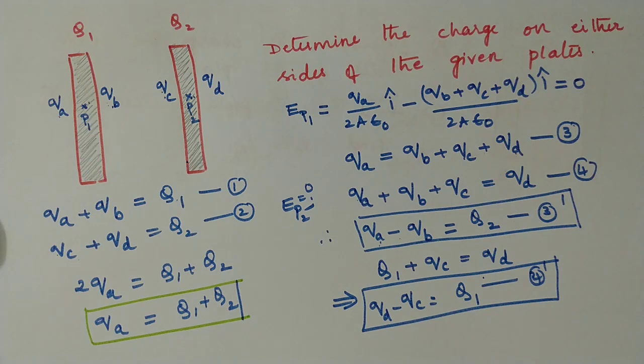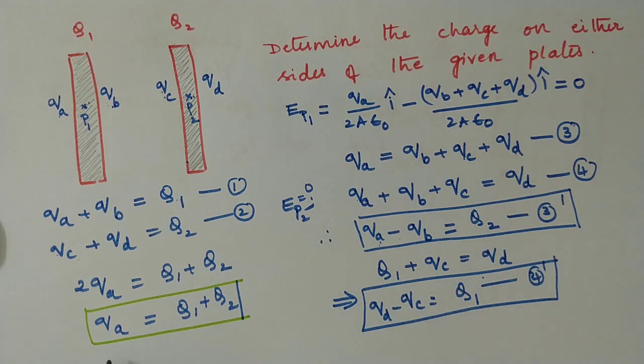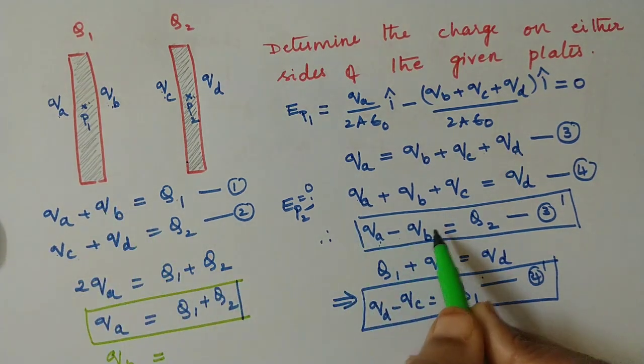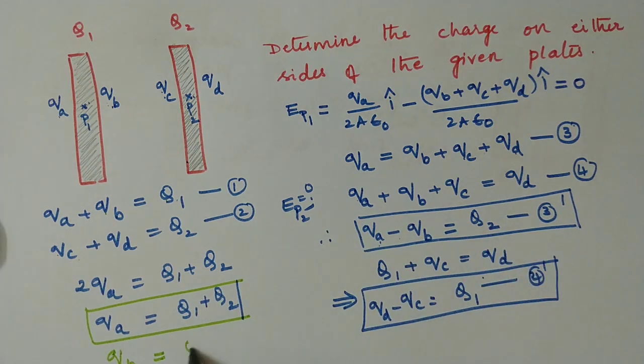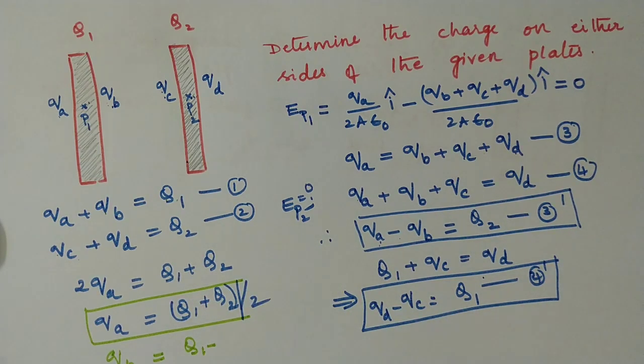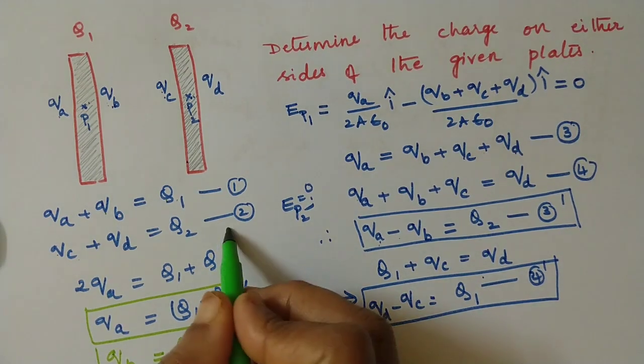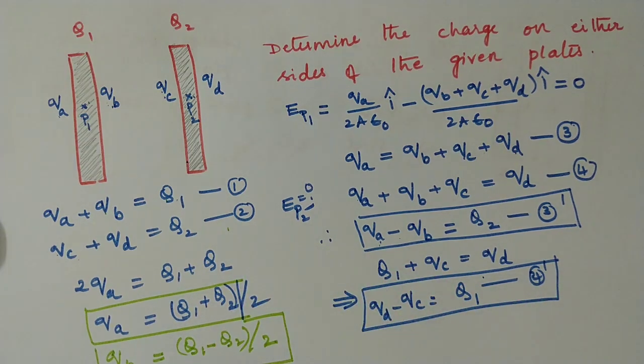Similarly, if you subtract 1 and 3 dash, subtract these two relations, you will get QB as this minus this, as Q1 minus Q2 by 2. Okay, here also we have by 2. Q1 minus Q2 divided by 2. Similarly, you solve 2 and 4 dash. We will get QC as, okay, I am not showing you the solving part.